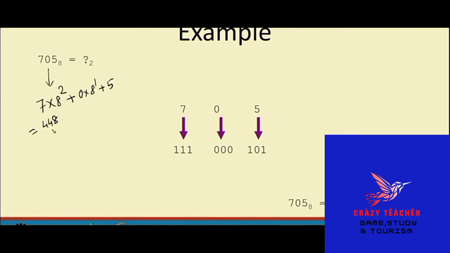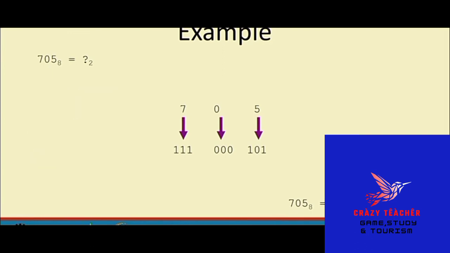So you can convert octal to binary. You can directly convert individual digits of this octal number system into binary and get the result. So what is 705 to the base 2? 7 is 111, 0 is 000 and 5 is 101. So you can get it like this.